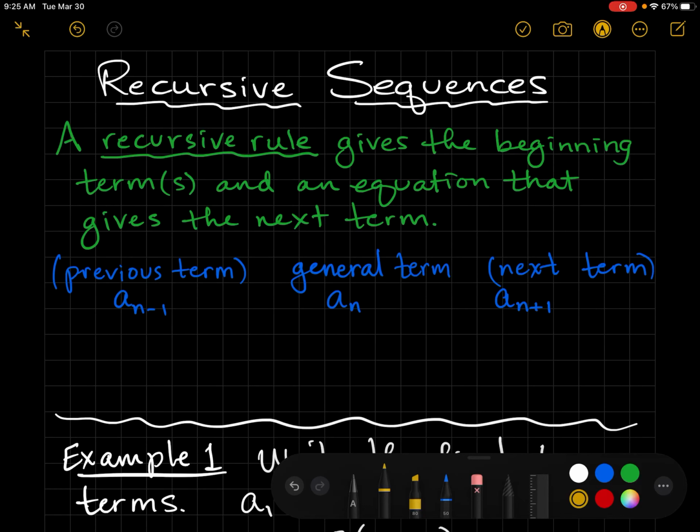Today's lesson is on recursive sequences. A recursive rule gives the beginning term or terms and an equation that gives the next term. So here's what I mean.